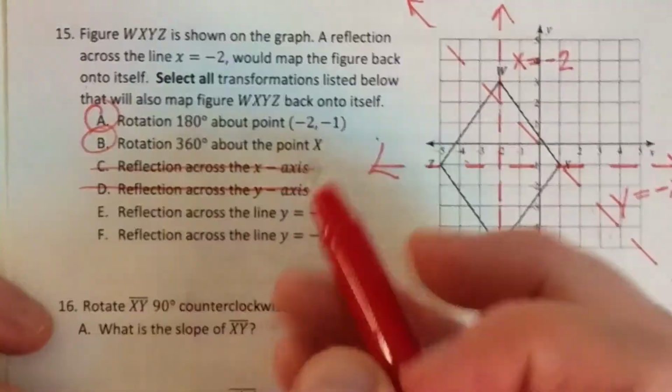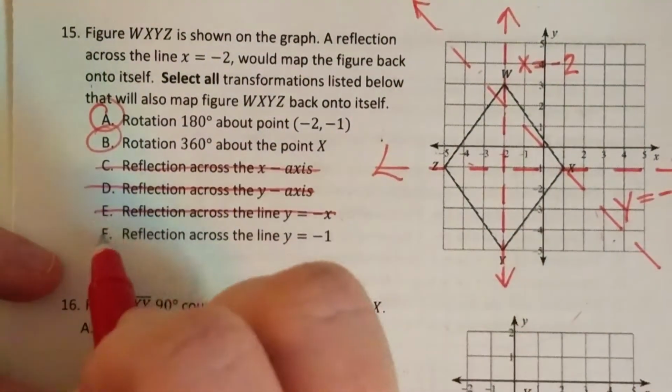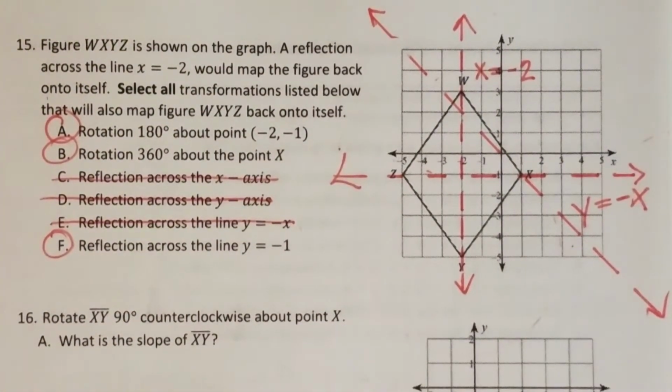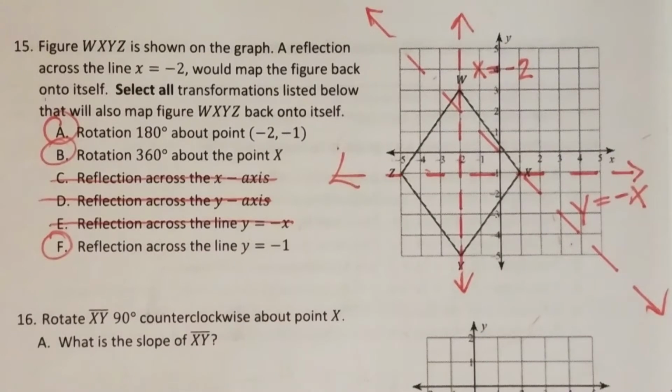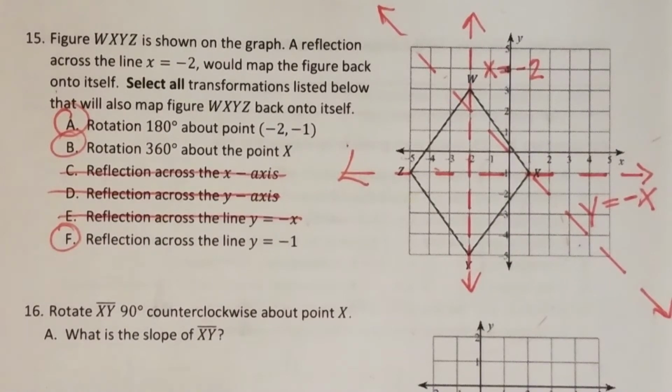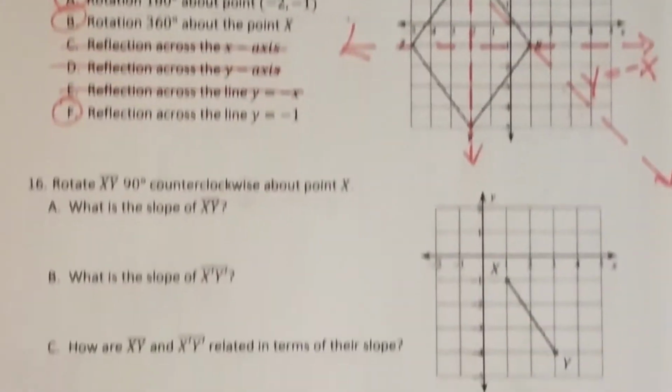So what's the answer to the question? The answer to the question is A, B, and F. Okay? And again, mapping is not something that we talked a whole lot about. Pretty much just if the figure lays directly back on top of itself, then it can be considered mapping, even if the points are in different locations than what they were before.